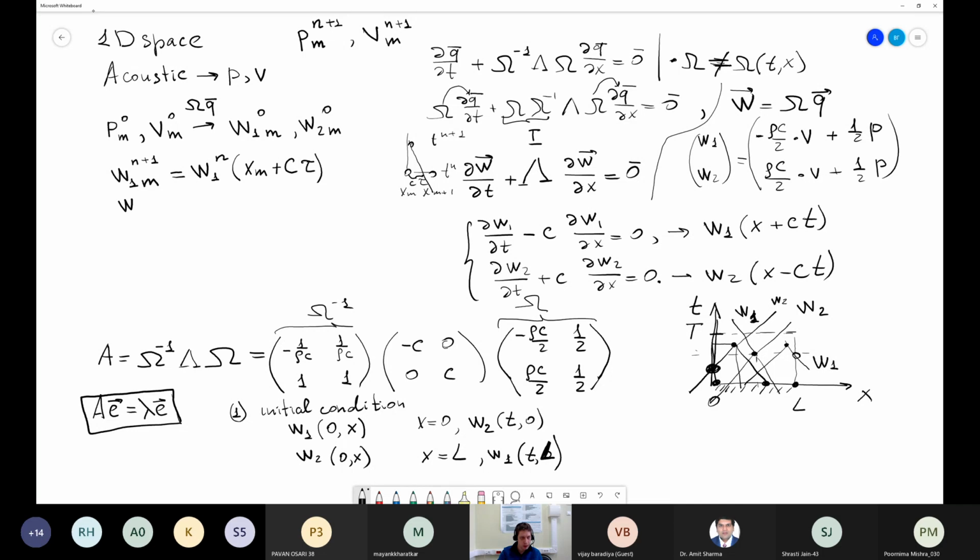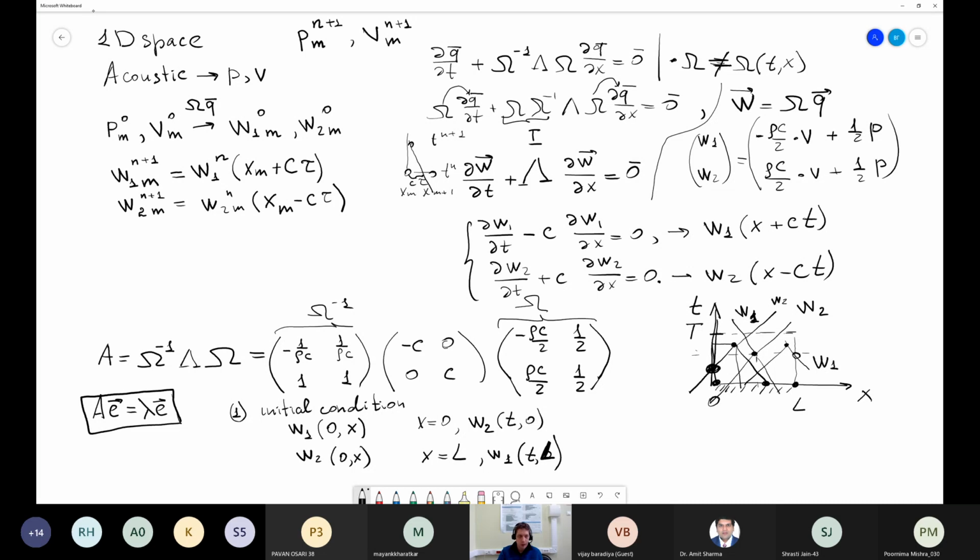Then we will calculate W2 at the same point at the next time moment using the same formula. But because we have the inverse direction of the characteristic for W2, we have to go to the left, by C multiplied by delta tau.